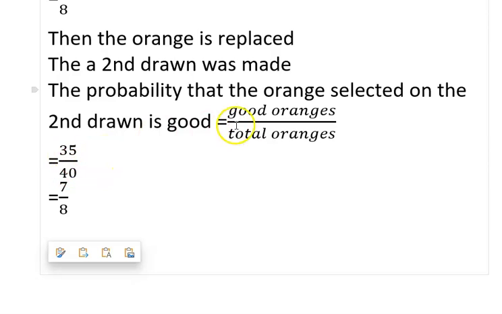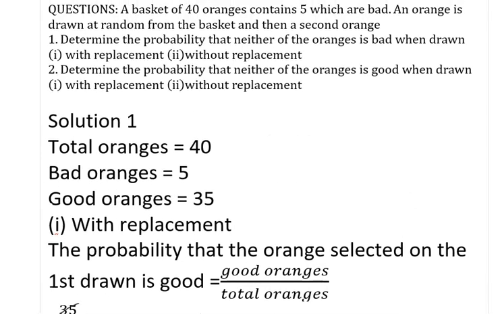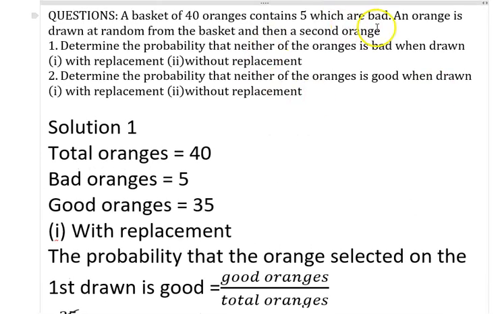Beautiful. Good oranges, they are 35. Total oranges 40. So if you say 5 will go in 35, will give us 7. 5 will go in 40, it will give us 8. Beautiful. Now, the probability that both the first and the second orange is good, or if you are to use the English, the probability that neither of the oranges is bad.